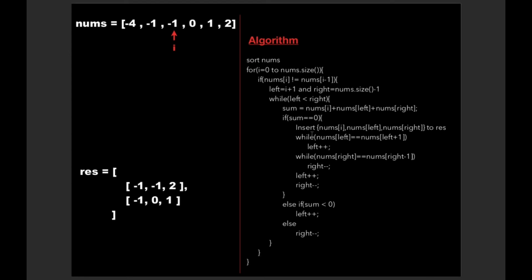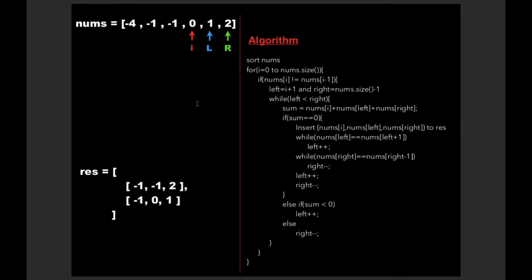So now I points to minus 1 again. Here we check that nums of I is not equal to nums of I minus 1, and in our case both these elements are equal. Therefore, we increment the value of I. Now I points to 0 and we get left and right pointers which point to 1 and 2 respectively.